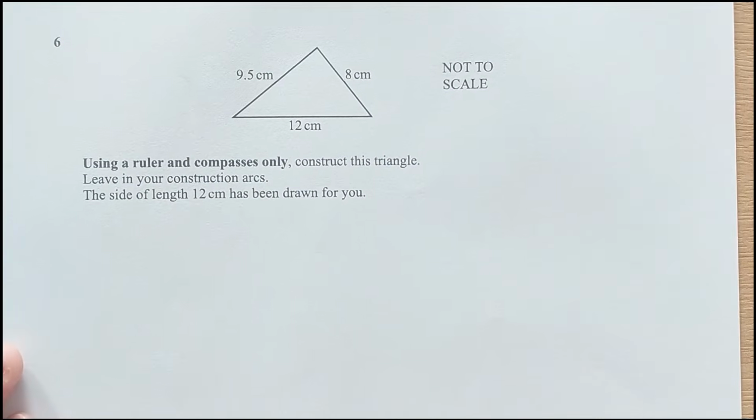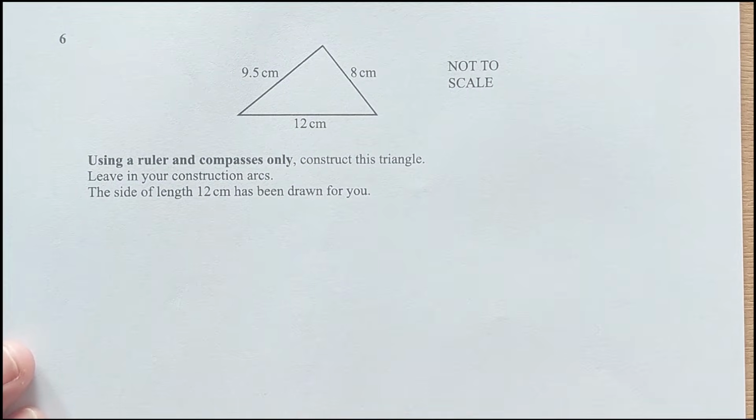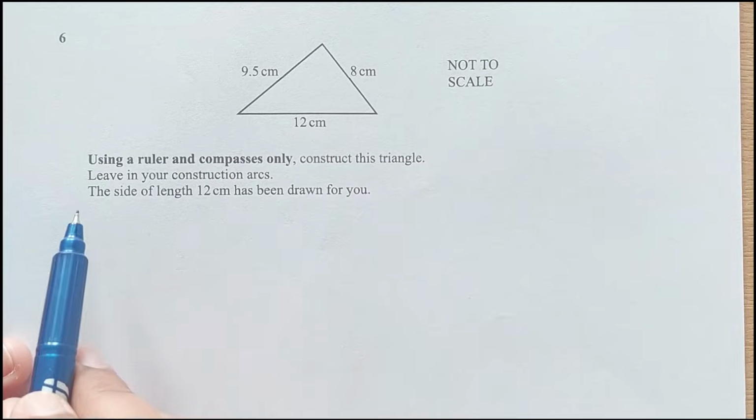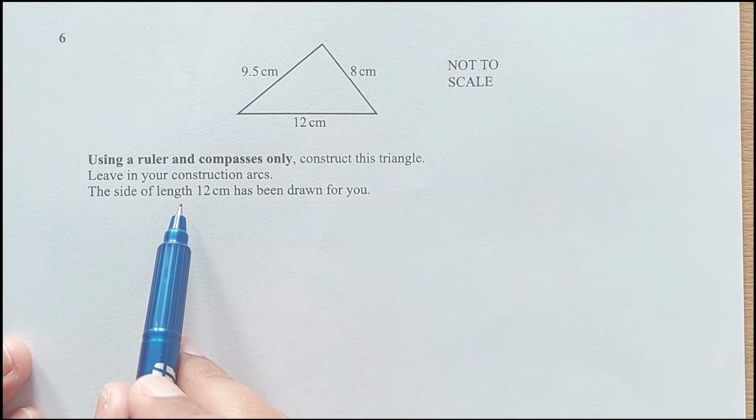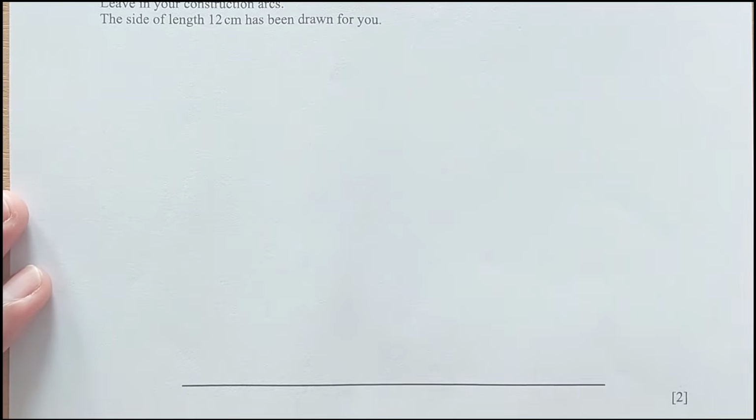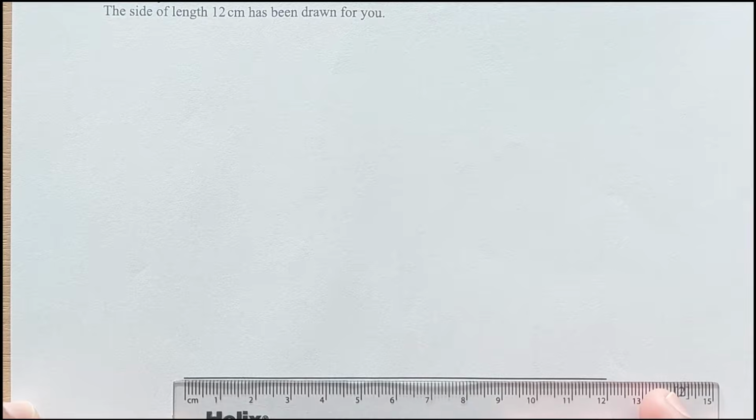Right, now question number 6, use a ruler and compasses only. Construct this triangle. Leave in your construction arcs. The side of length 12 centimeters has been drawn for you. So this is already drawn for us, 12 centimeters. Let me check. Yes, this is exactly 12 centimeters.